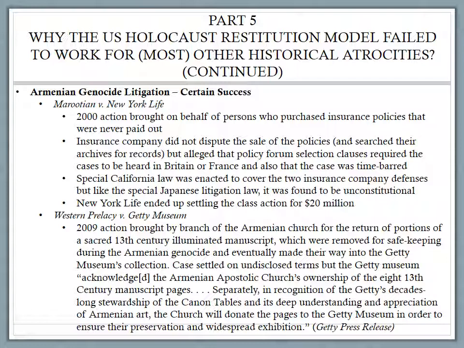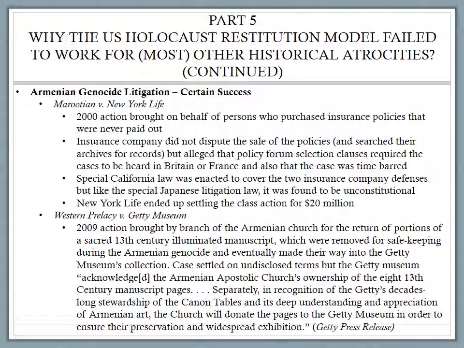Armenian genocide litigation. Armenian genocide litigation is actually why "most" appears in parentheses in the subject heading of this particular part of the lecture, because there have been certain numbered successes relating to the Armenian genocide litigation in U.S. courts. The first case that was successful was called Marutian versus New York Life, and it was a case brought in 2000 in U.S. Federal District Court in California on behalf of persons who had purchased insurance policies at or around the time of the Armenian genocide that were never paid out.